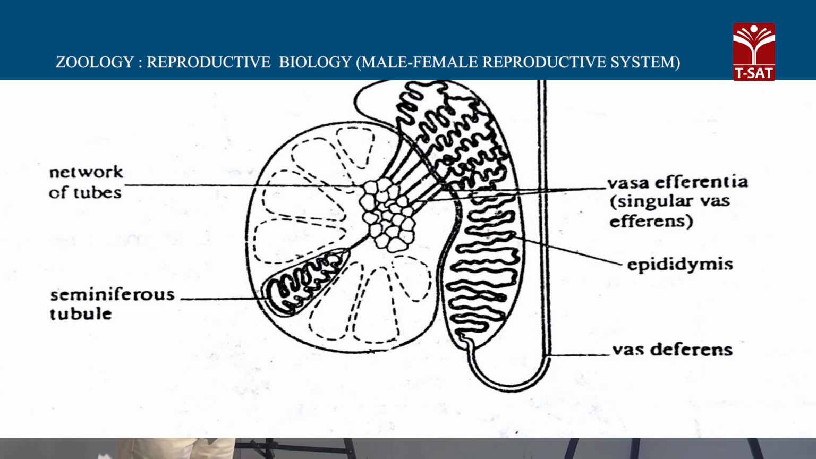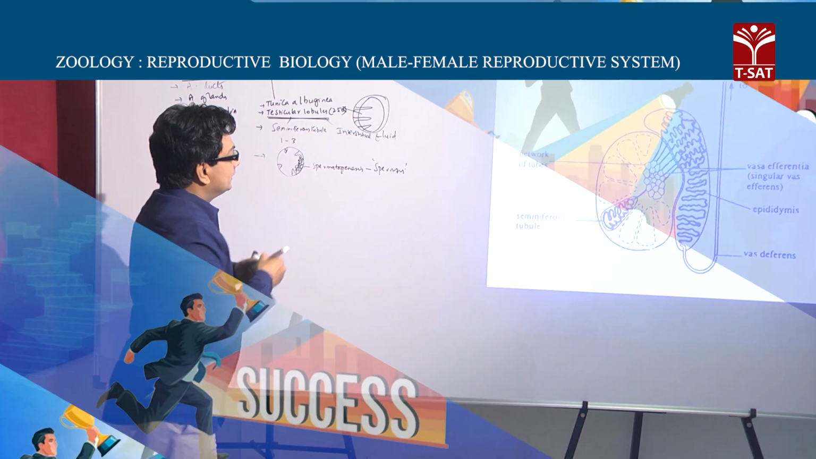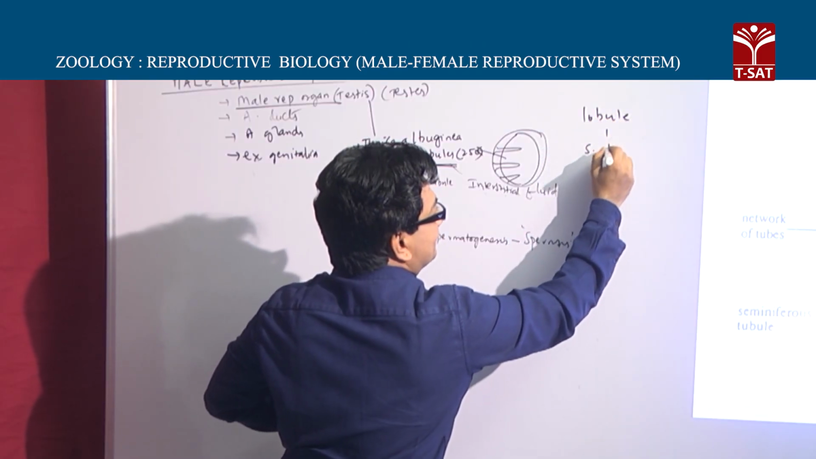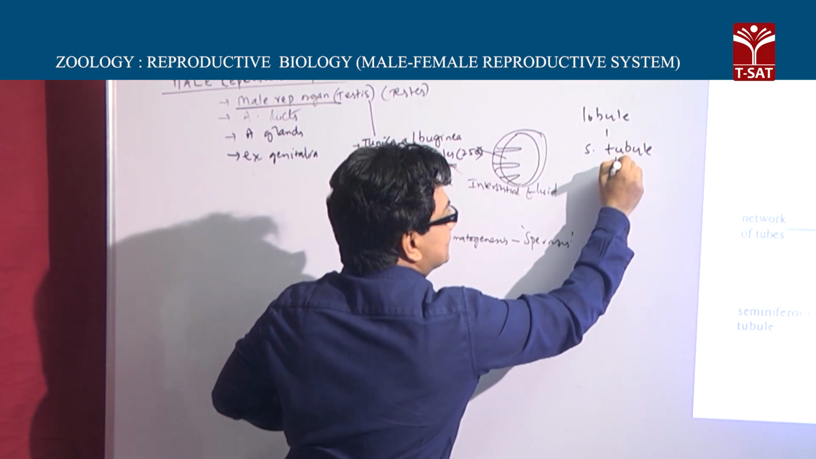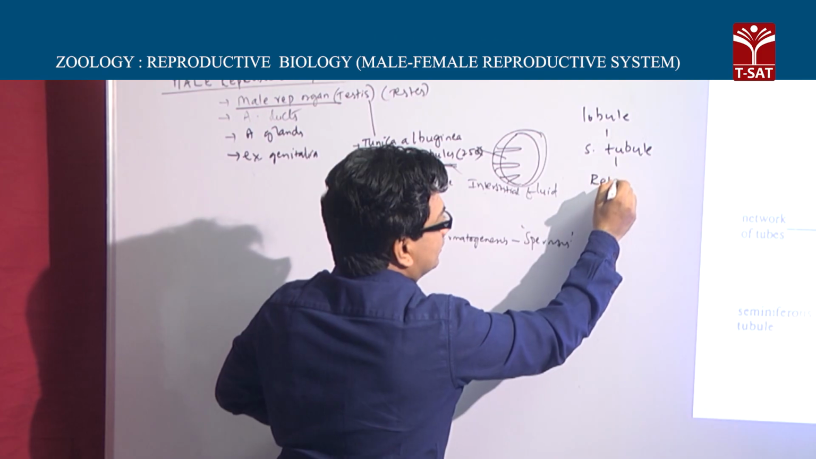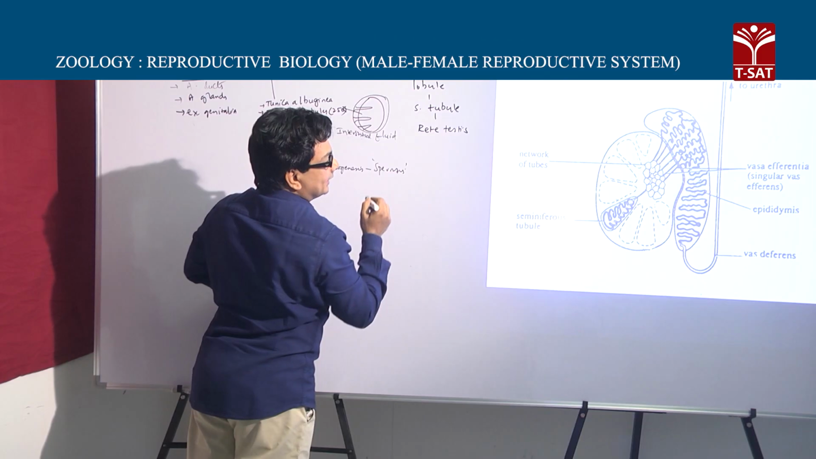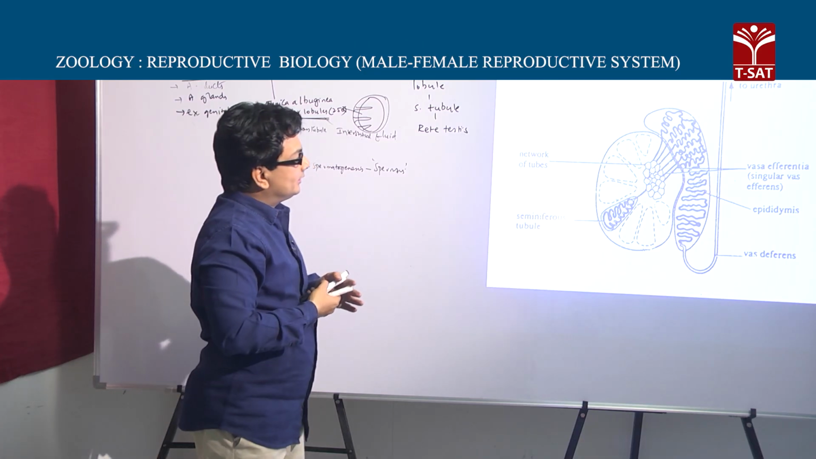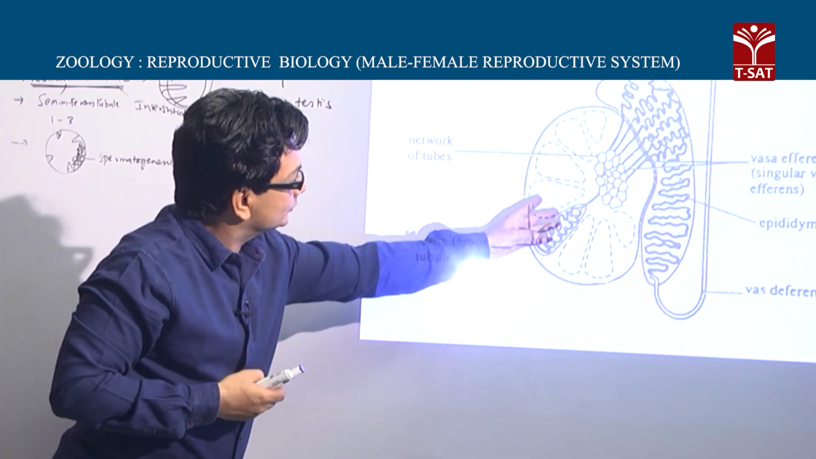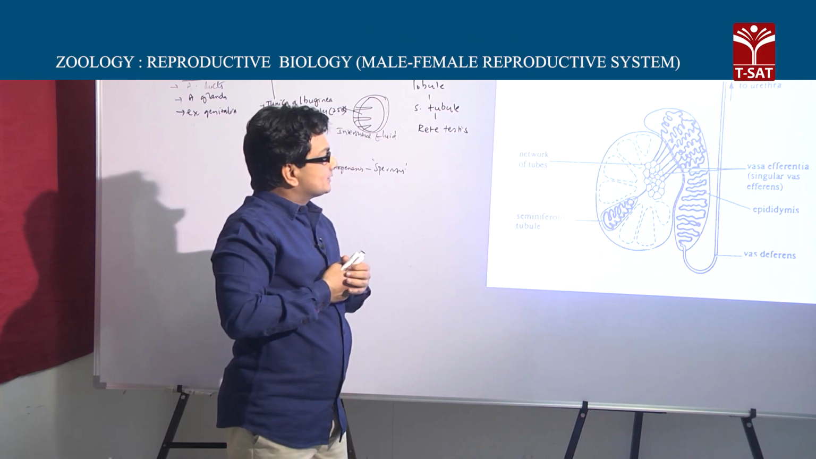All the seminiferous tubules from the various lobules continue and enter into an area called the rete testis. As you see here, seminiferous tubules lead into a network. You can see this network of tubules here. We can call it the rete testis.